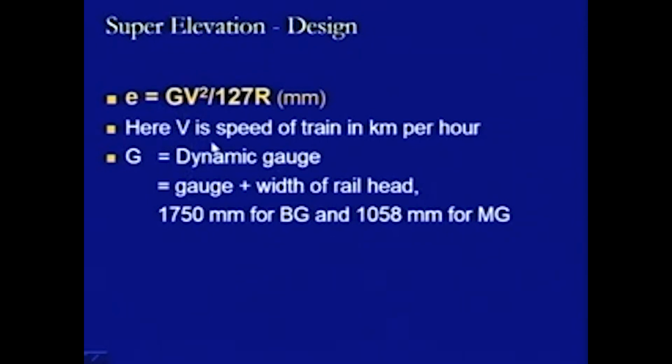And if we are using this equation where E is v square divided by 127 r, then in this case v is given in kilometers per hour, and when we use the value of G in mm, we get the value of E in mm.